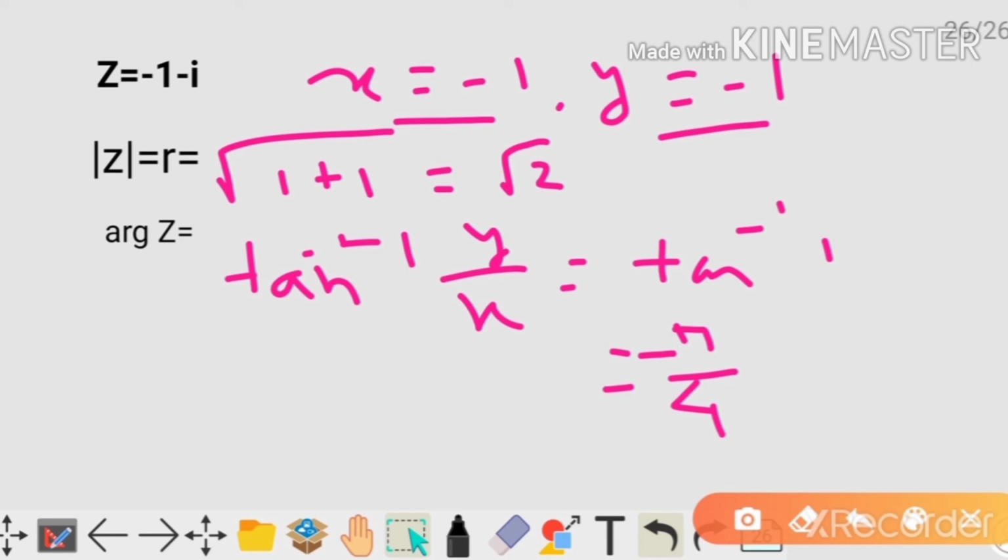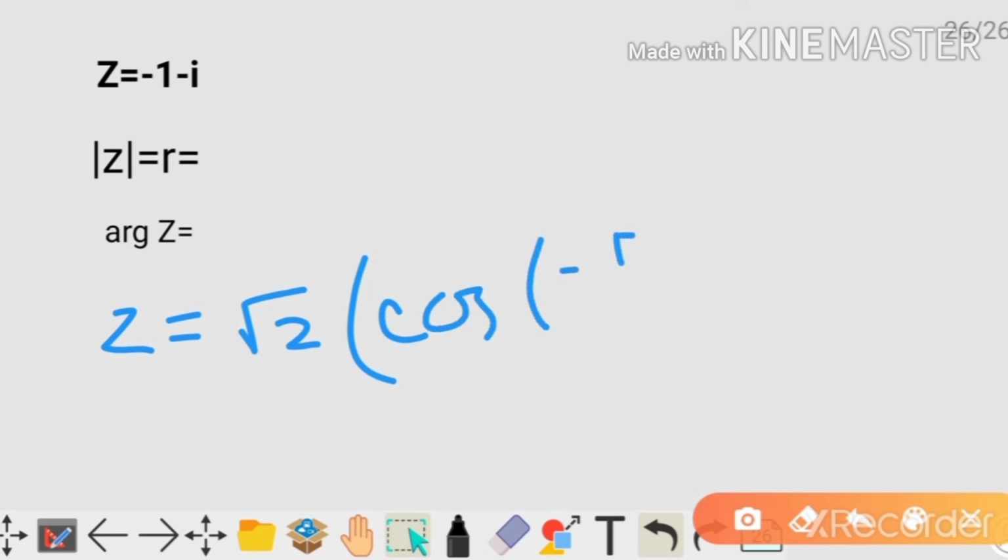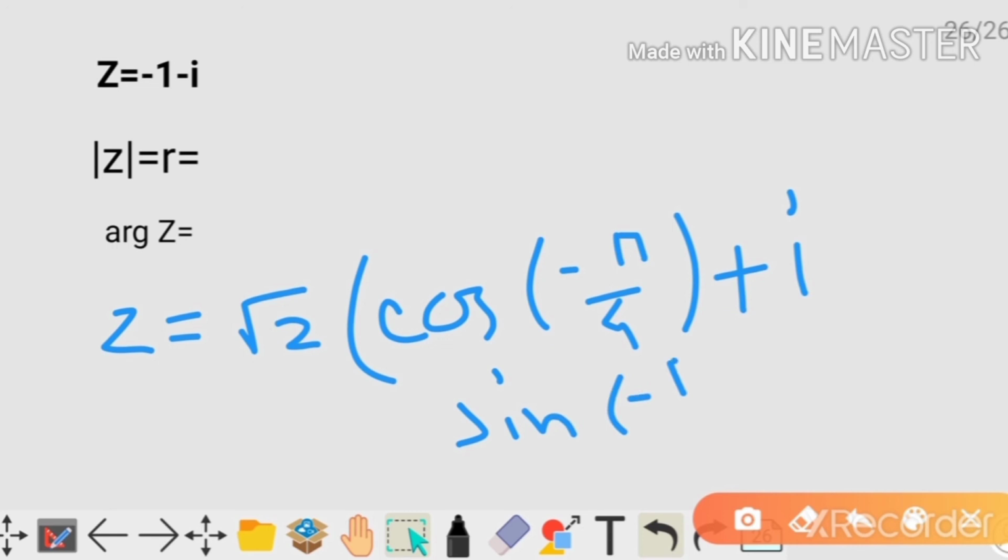So now we have our modulus and argument. Now it's time to write the polar form of z. So the polar form of z will be z equals root 2 into cos minus of pi by 4 plus i sin minus of pi by 4. So this will be the polar form of z equals minus 1 minus i.